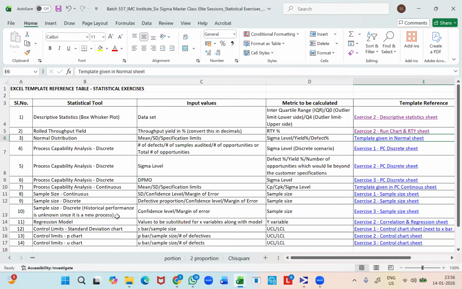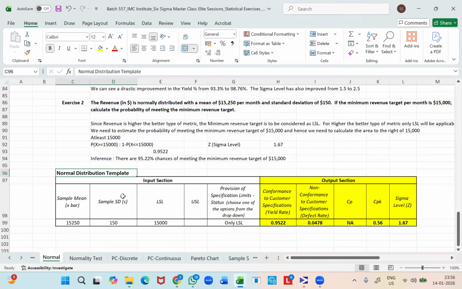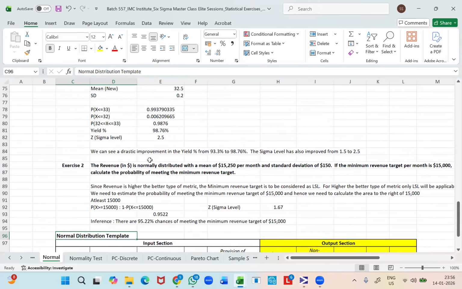Just click on this. It will take you to the template which we used just now for performing all these calculations pertaining to normal distribution exercises. Clear? So this is what it is.